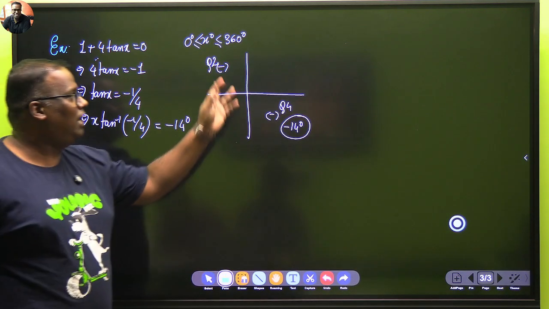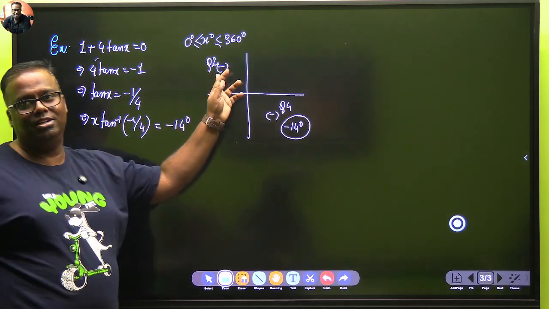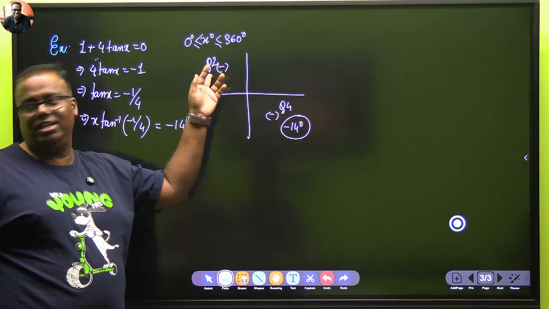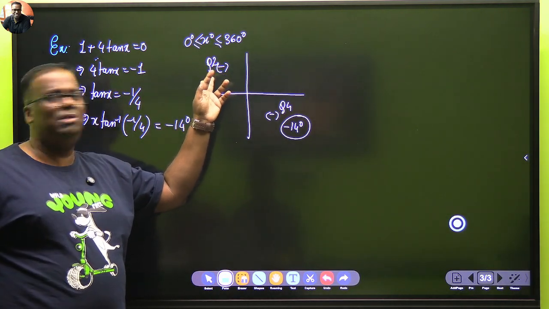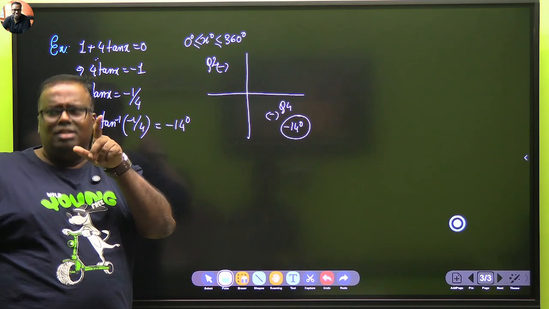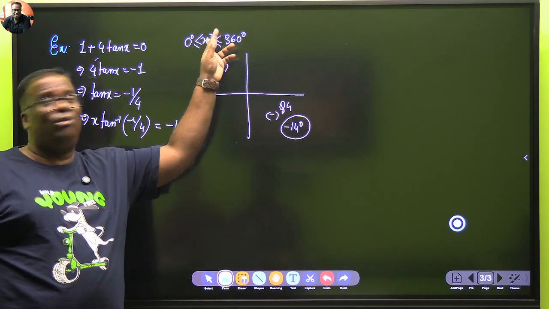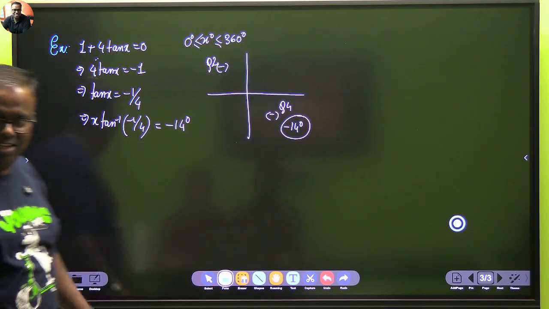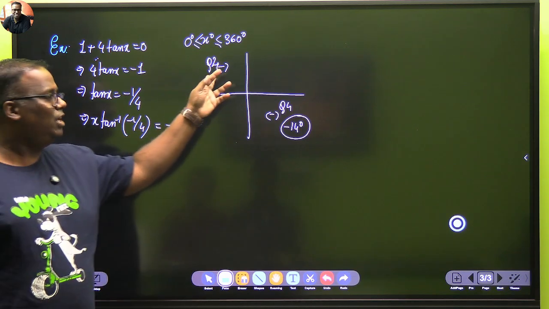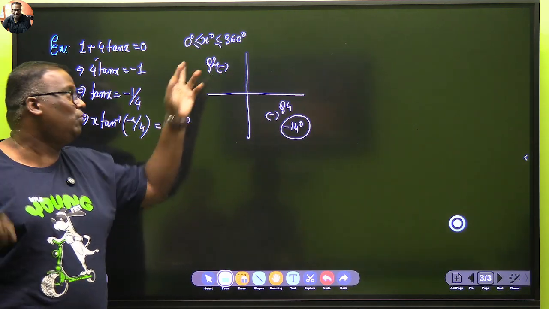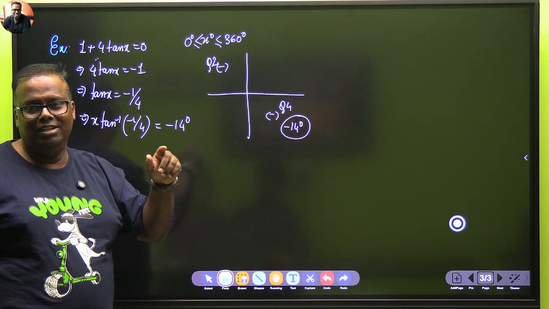So I need to get now my next value lies here. The answer that we are hunting is lying here, because this value will be somewhere between 90 and 180. The value that we get here, don't worry about the minus, worry about the angle.